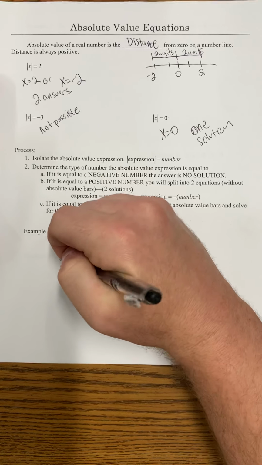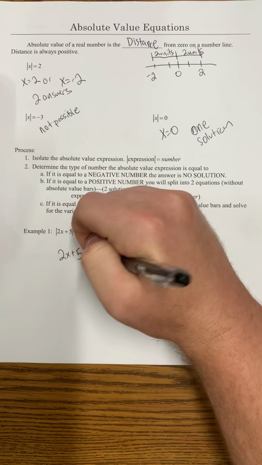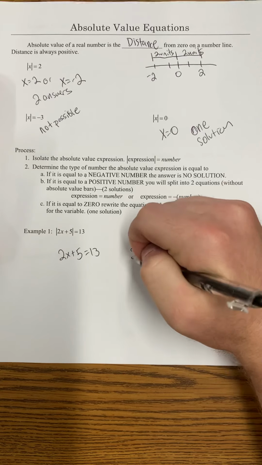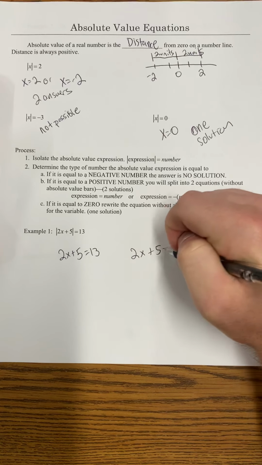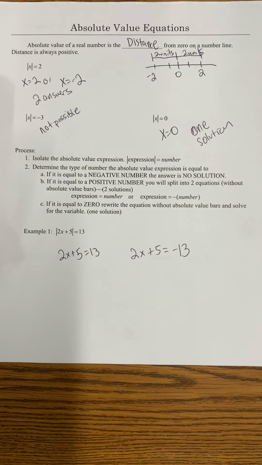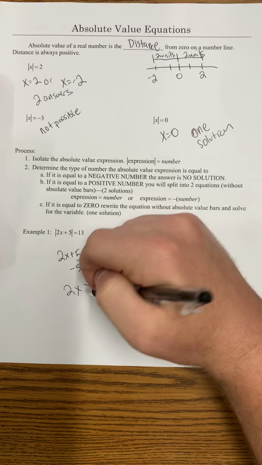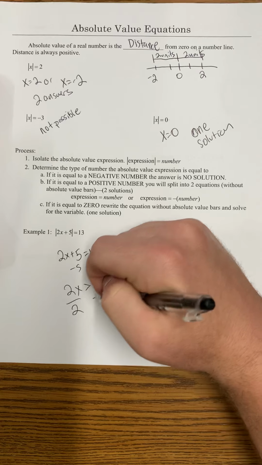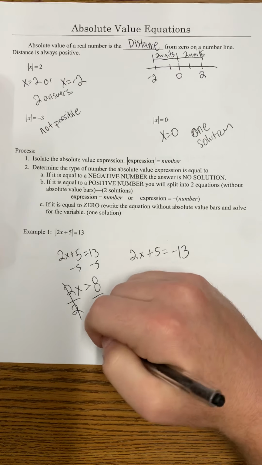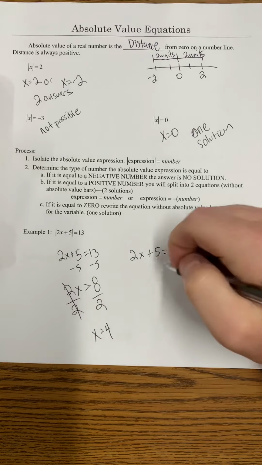So in our first example here, we have it equal to a positive number, so we know we're going to have 2 solutions. 2x plus 5 equals 13, and 2x plus 5 equals negative 13. We subtract 5 from both sides. We get 2x equals 8. And then we divide both sides by 2. We get x equals 4.